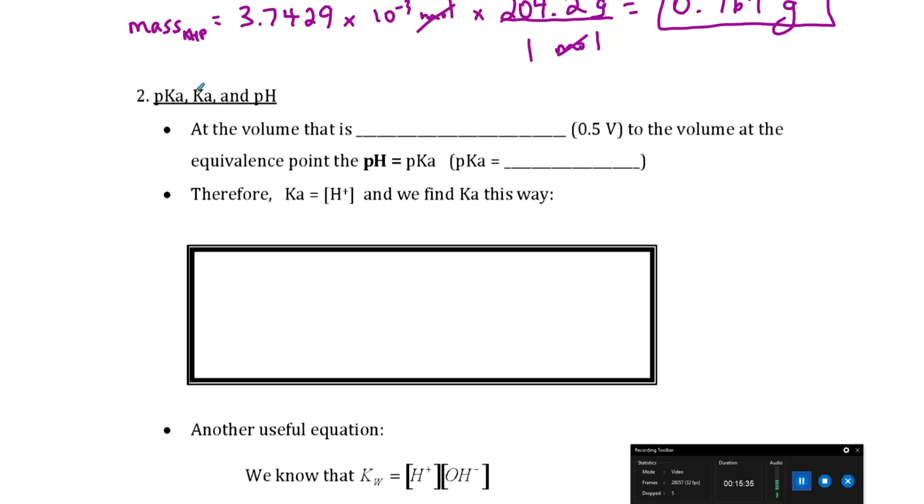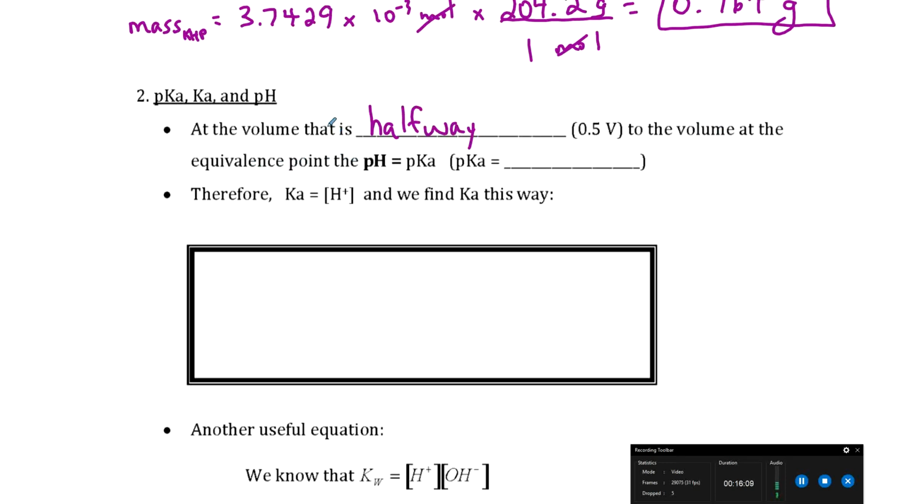So we already know about Ka and Kb and pH and pOH. So what is this pKa? I'll go through this little part of the notes and the formula, and then I'll simplify why we would even bother figuring out this new value. At the volume that is halfway to the volume at the equivalence point.